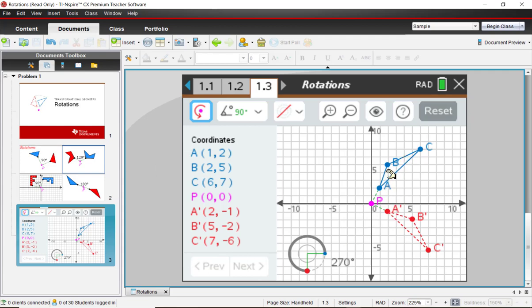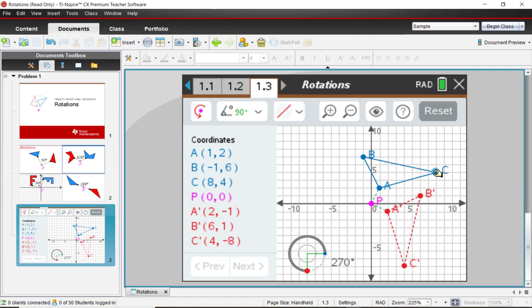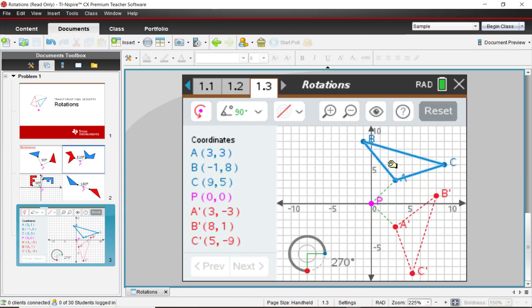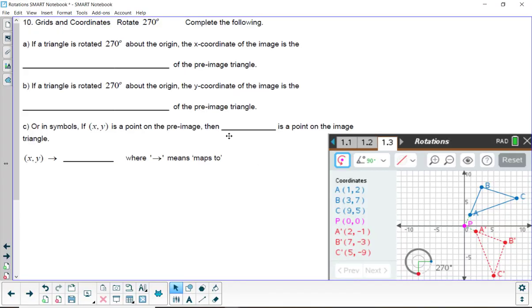Let's investigate. Let me pull point B this time. Does your conjecture still hold true? Pull point C. Point A. The whole triangle. And what pattern do you see in the coordinates? Back to the PDF, number 10. Go ahead and complete all three parts of number 10. Press pause as needed.